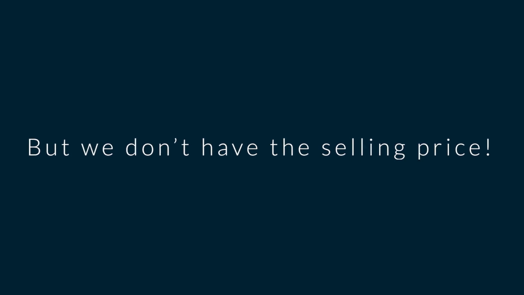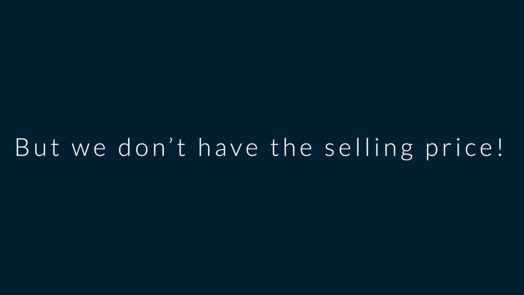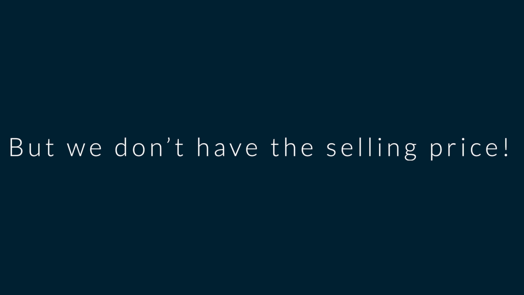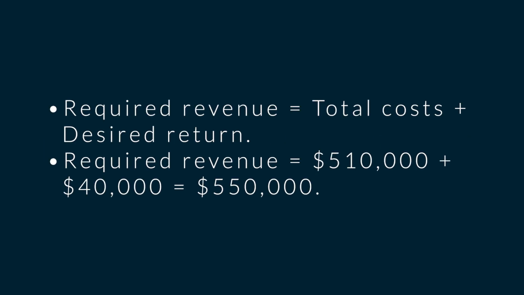So let's see, what is our selling price? Because we need to understand our selling price, because revenue will be the selling price times the number of units that we sell. So the required revenue is equal to total cost, the total cost of making that thing, plus the desired return. That's the revenue, right? So in this case, $510,000 plus 40, we have $550,000. If we get the $550,000, then that is enough money to guarantee us our 20% return.